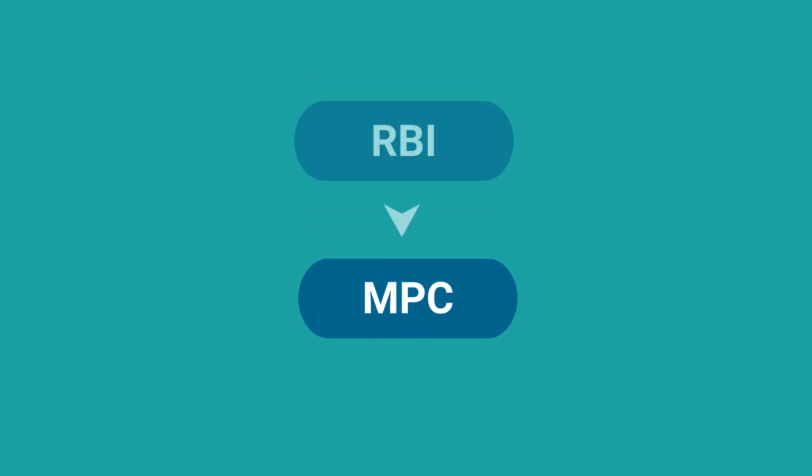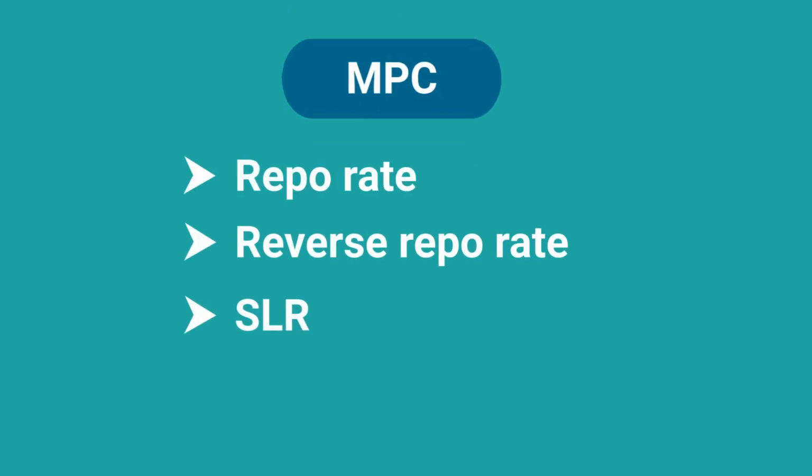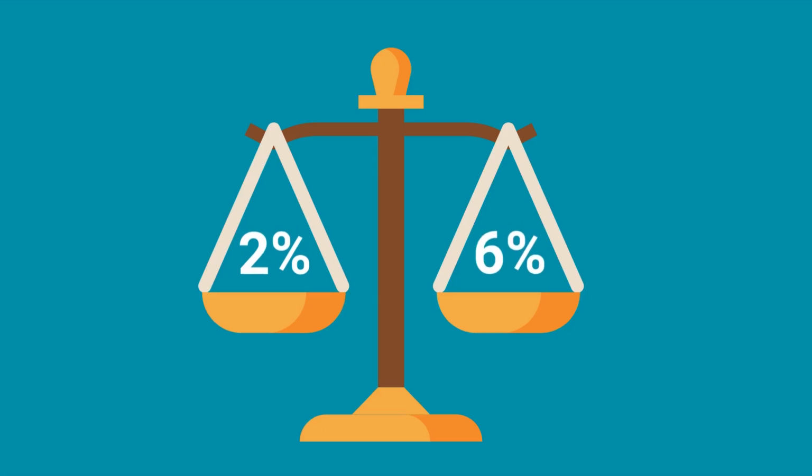Who controls inflation? Primarily MPC, which comes under RBI, uses various monetary policy tools like repo rate, reverse repo rate, SLR and CRR to maintain inflation between 2% and 6%.